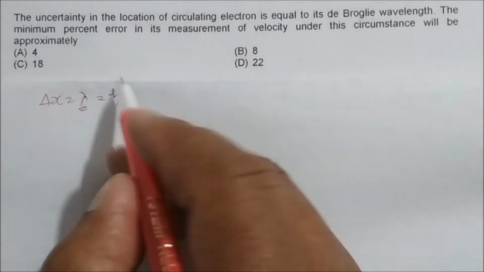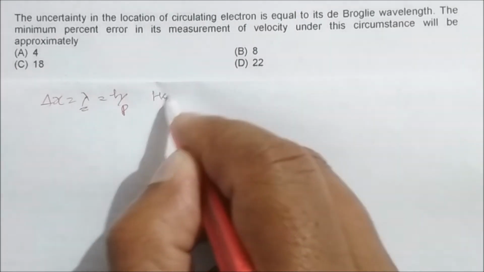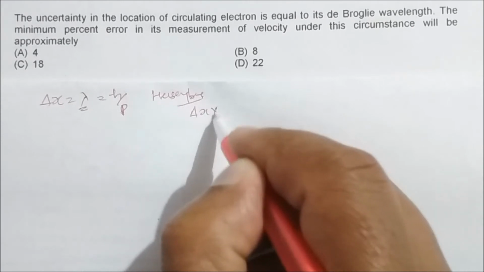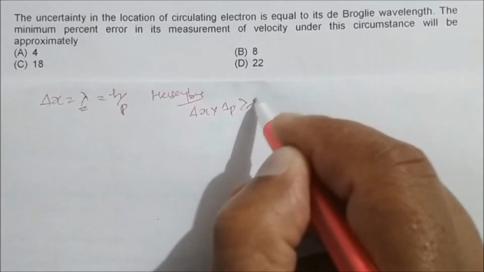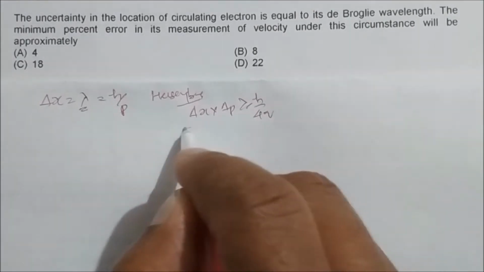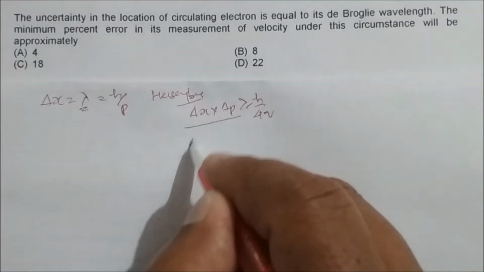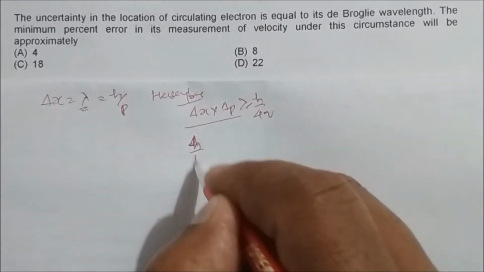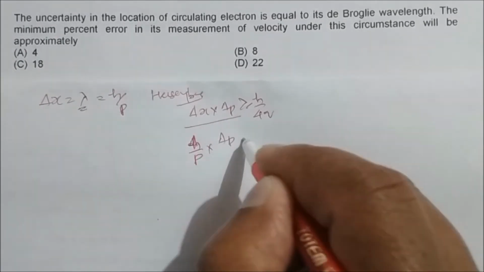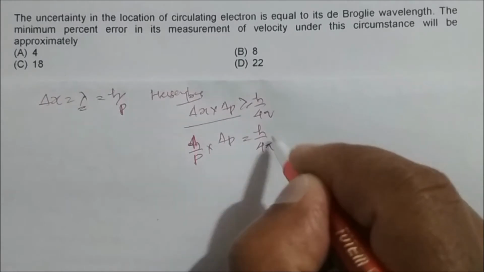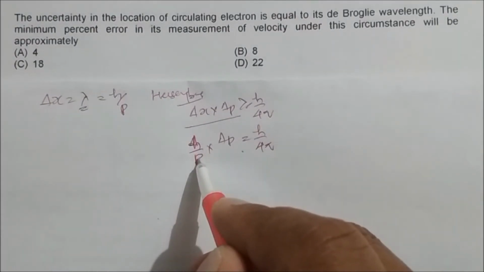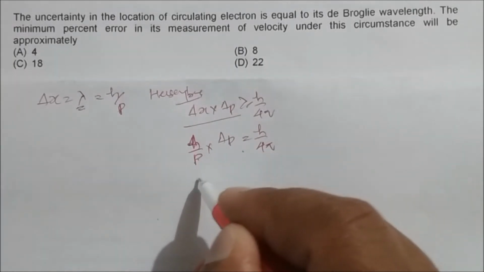Now from the Heisenberg uncertainty principle, delta x multiplied by delta p is greater than or equal to h by 4 pi. Here delta x is already the lambda, so we can write h by p into delta p, which is equal to h by 4 pi, because they are asking for the minimum, and minimum means you have to take equality. So delta p by p we can write. Then again, we divide by mass.